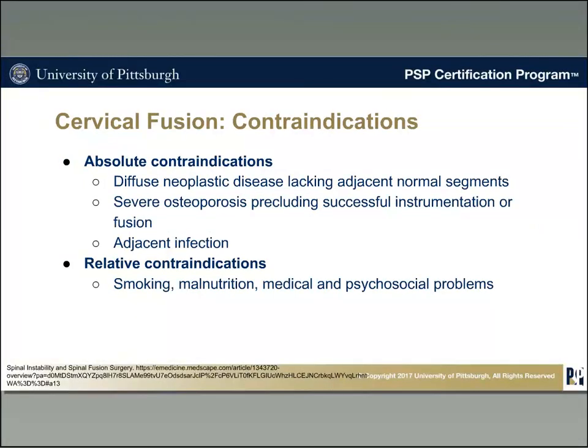Contraindications: absolute contraindications include diffuse neoplastic disease lacking adjacent normal segments. In other words, you could not actually place the fusion instrumentation. Also severe osteoporosis precluding successful instrumentation or fusion, and adjacent infections. Relative contraindications include smoking, malnutrition, and medical and psychosocial comorbidities.